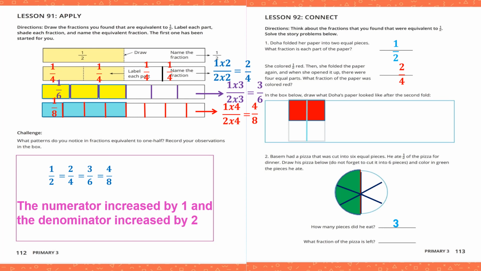Let's answer. How many pieces did he eat? 1, 2, 3. 3 pieces. What fraction of the pizza is left? What fraction? Fraction means numerator and denominator. So it will be 3 over the total number 6. 3 over 6 or 3/6.